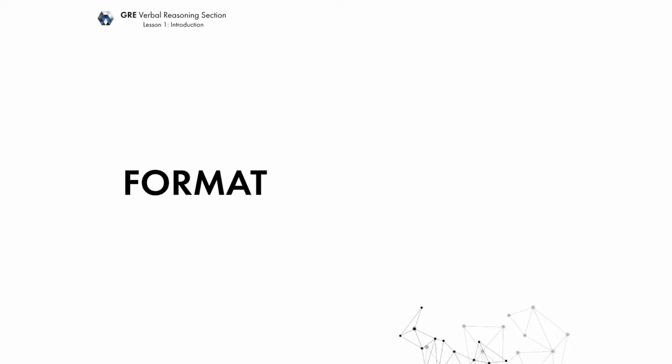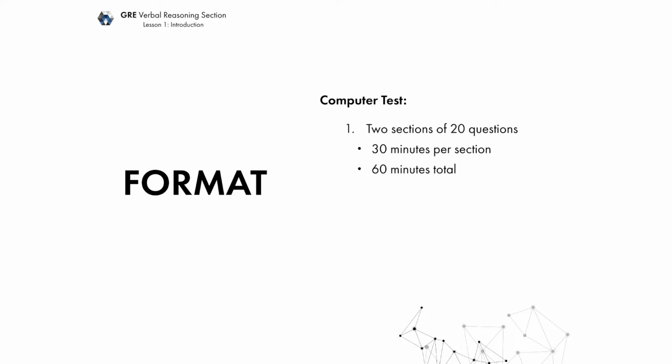Okay. Next, let's talk about the format of the verbal reasoning section. What should you expect? Well, the format's a little different depending on if you're taking the computer test or the handwritten test. I'm going to assume that most of you are taking the computer test, but we'll touch on both. So the computer test has 2 sections of 20 questions, and you have 30 minutes per section. So that's 1 hour total. So you have 1 hour to answer 40 questions.